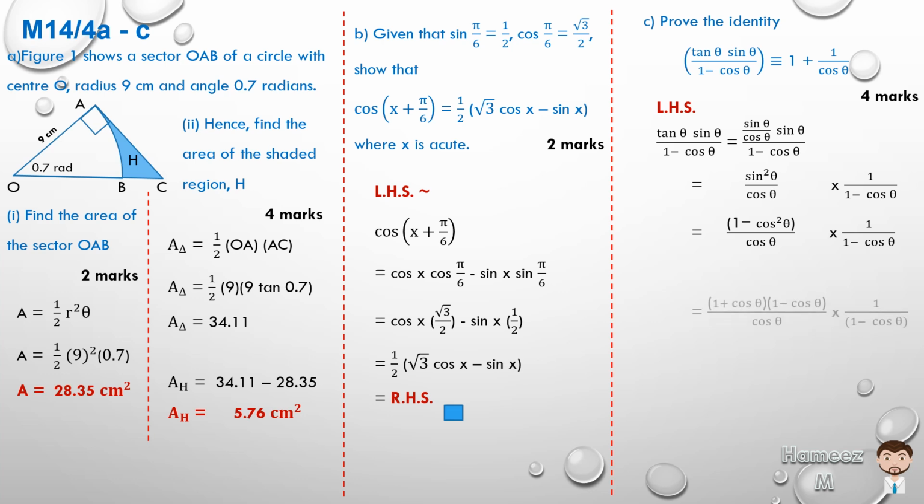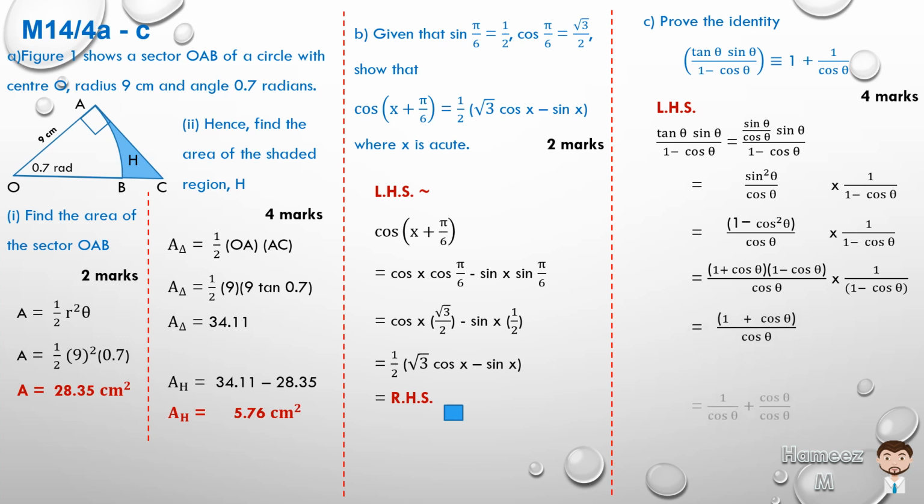Looking at the difference of squares, 1 minus cos squared theta can be rewritten as (1 plus cos theta)(1 minus cos theta) all over cos theta times 1 over (1 minus cos theta). And clearly we have the same brackets in the denominator and numerator, so we can cancel them off. So we're left with (1 plus cos theta) all over cos theta.